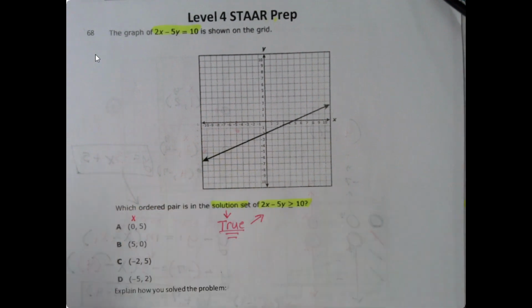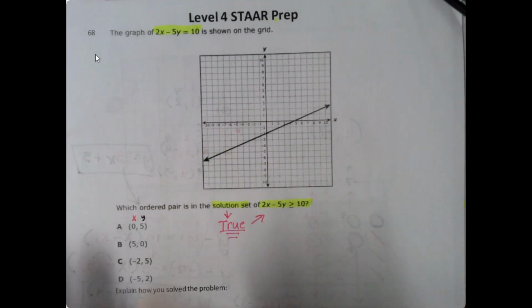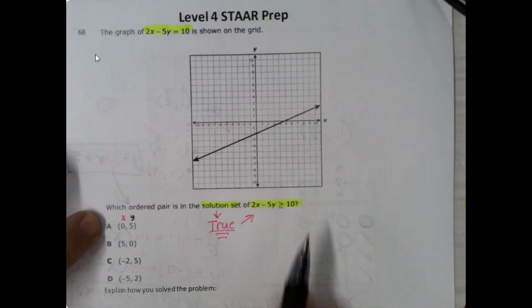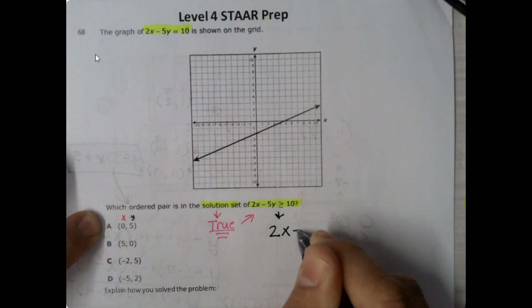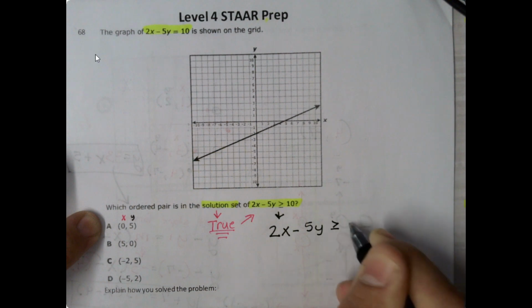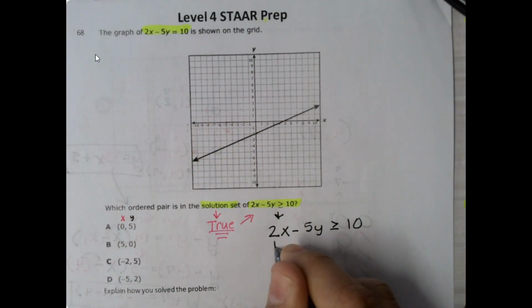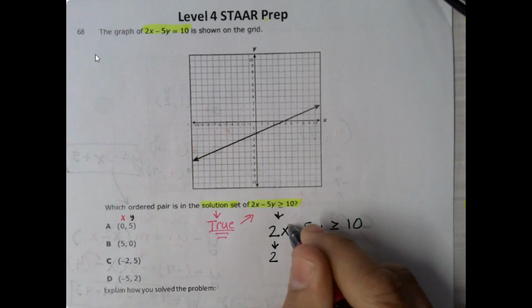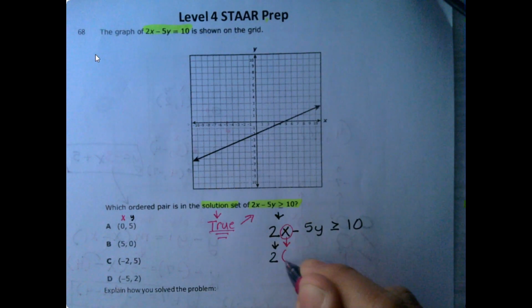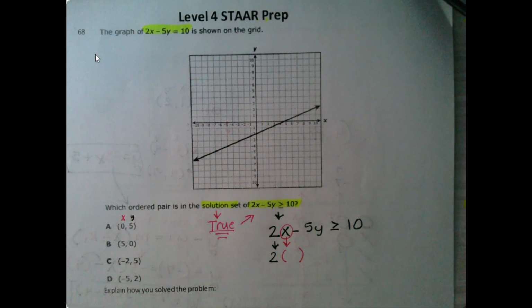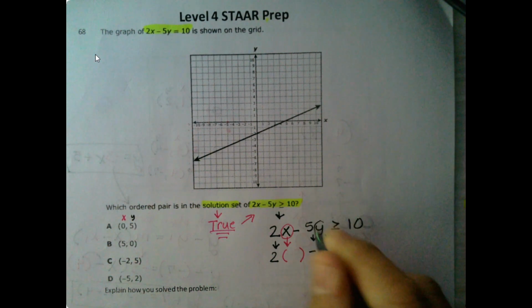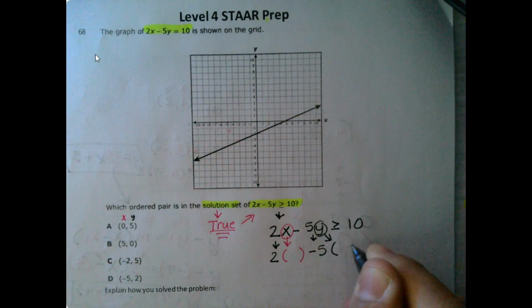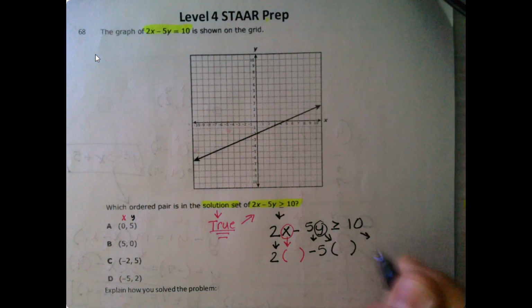Remember, the first number is your x value, and the second number is your y value. On this first one, I'll actually write it out so you can see what I mean. If I take this inequality and rewrite it, 2x minus 5y is greater than or equal to 10. I'm going to rewrite it as 2, but instead of an x, I'll put a set of parentheses where we can put the x value. Then I'll bring down the minus 5, but instead of a y, I'll put a set of parentheses so we can put a y in there. And then I'll bring down my inequality symbol, greater than or equal to 10.